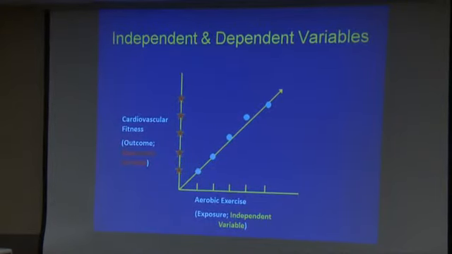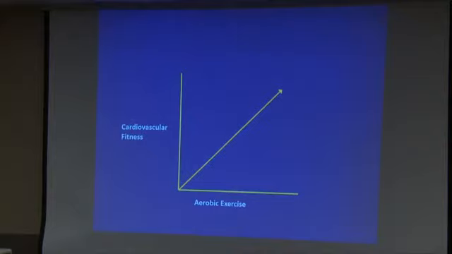So when we see a pattern like this, where one variable increases and the associated variable also increases, we call it a positive correlation. This may be on your quiz, cum survey. So a positive correlation is one in which the increase in one of the variables, the exposure or independent variable, results in an increase in the other variable, or the outcome variable.